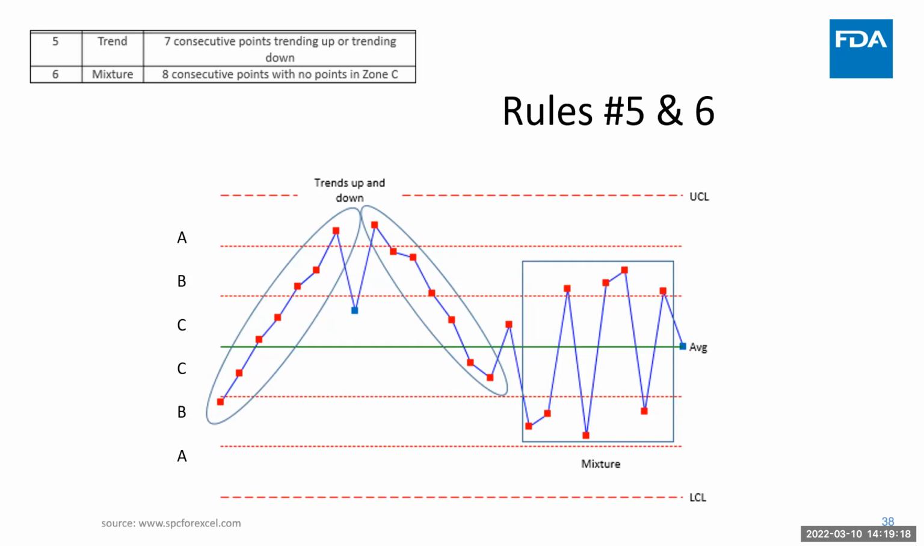Number 6, well, number 6, that's a mixture. You have 8 consecutive points with no points in zone C. And that could mean changing operators, changing analysts. It could mean changing material types. It can mean a lot of different things. But the point is that the process is no longer consistent.